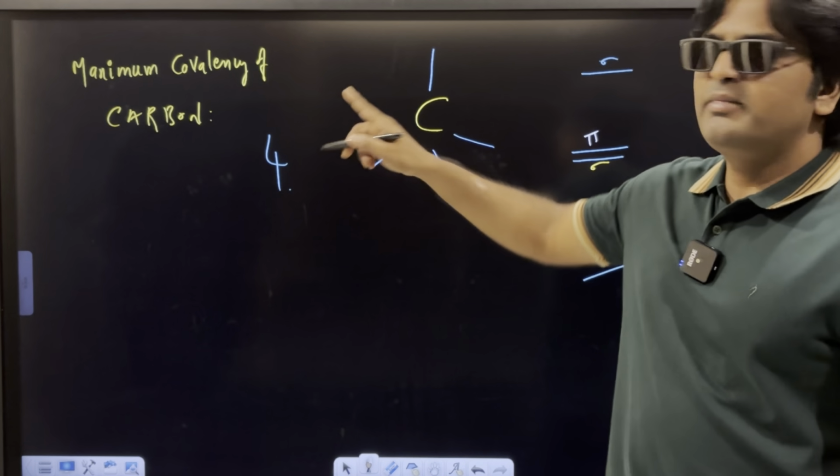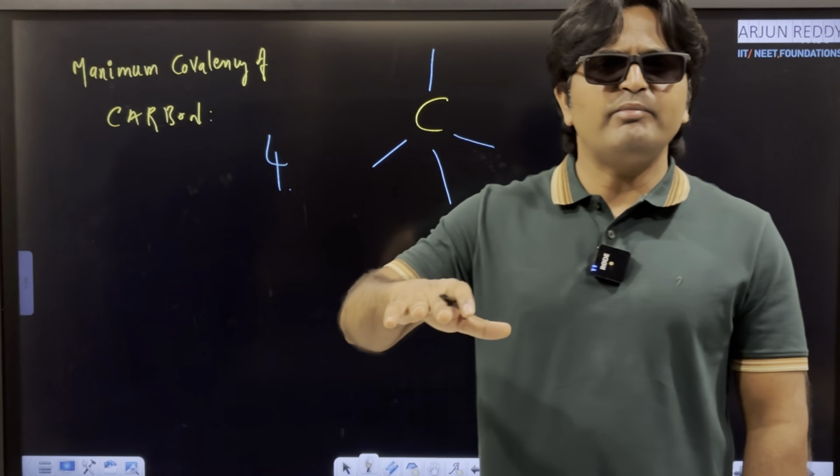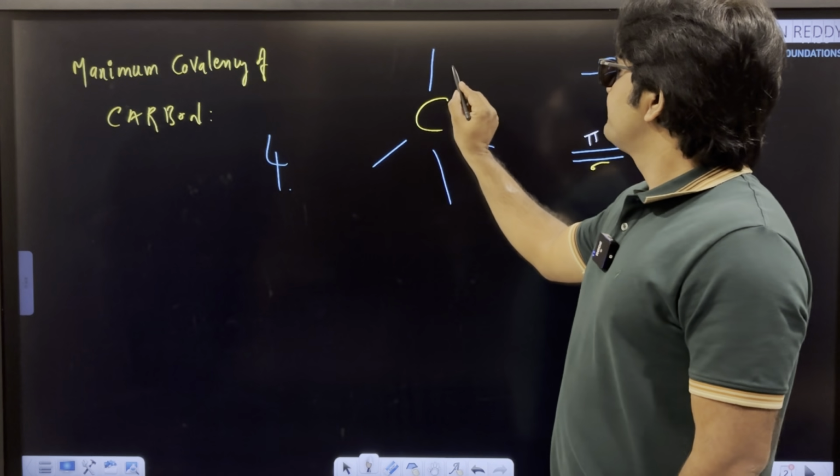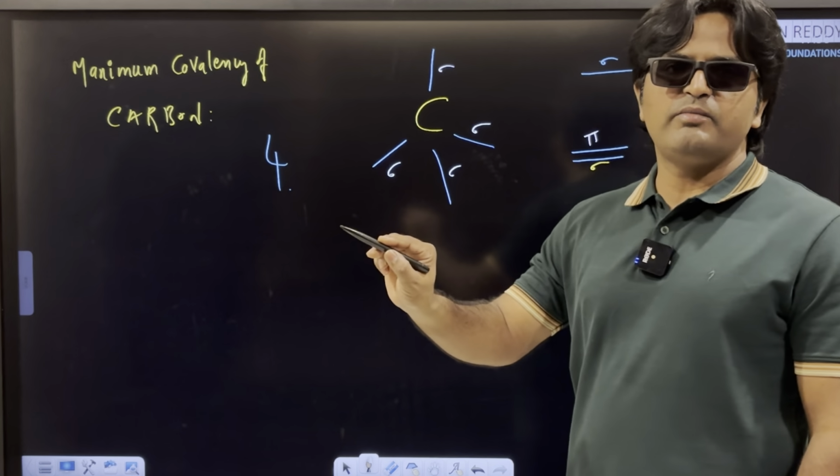Maximum covalence of carbon is 4. We can arrange 4 bonds around the carbon atom. Now first I am taking here sigma, sigma, sigma, sigma. 4 sigma bonds are there.